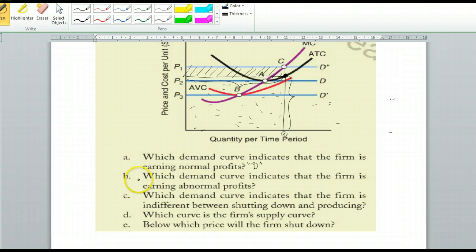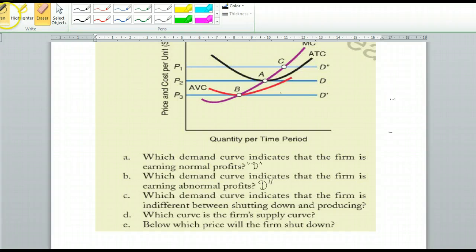So answer to this part B is quite simple. D double prime is the answer to this question. So let's move on to part C of this question. Let me erase whatever I drew before. Okay, part C. Which demand curve indicates that the firm is indifferent between shutting down and producing?